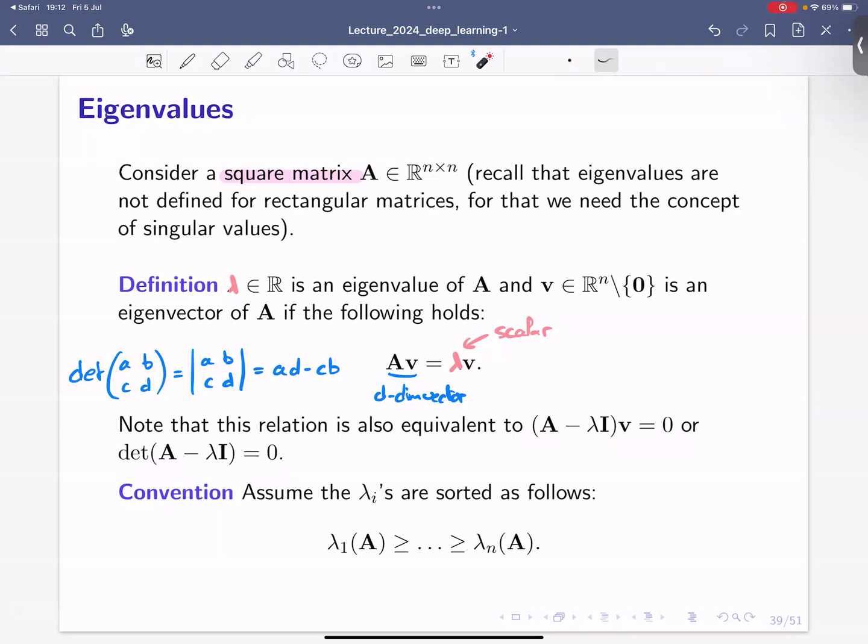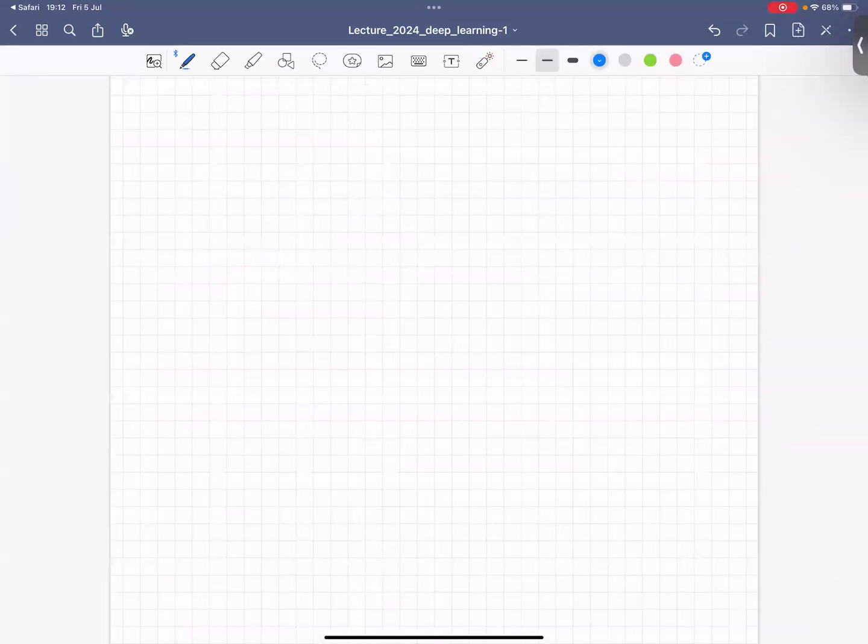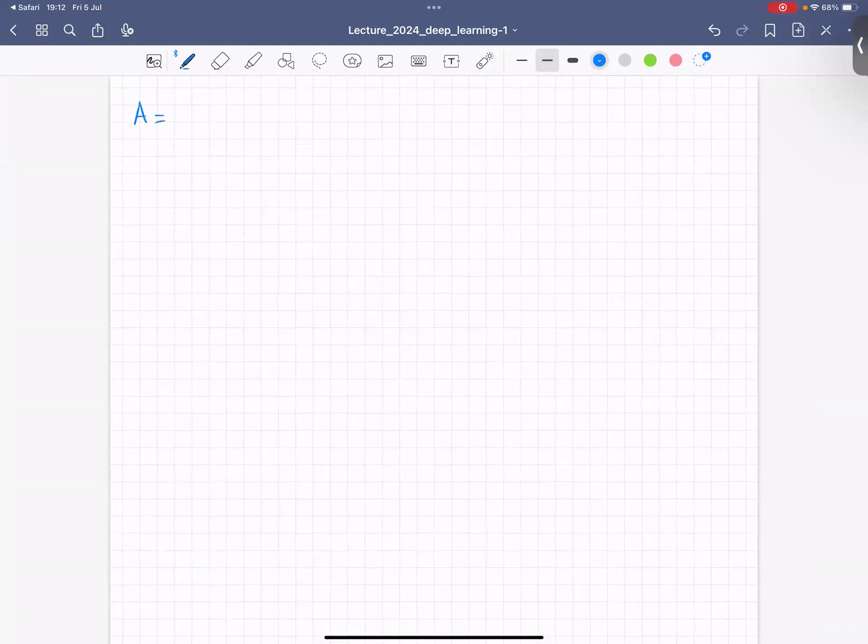One convention that I want to highlight is that we typically assume that the eigenvalues are sorted. So we are saying that lambda 1 is the largest eigenvalue, and lambda n here is the smallest eigenvalue. Okay, this is a convention that I'll be using. Okay, let's look at an example of eigenvalues for some 2 by 2 matrices. So let me first give you, for instance, this matrix here. And here you should pause for a minute and think about what are the eigenvalues of this matrix.